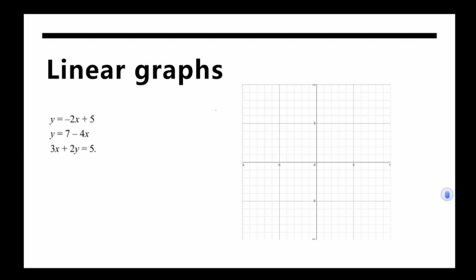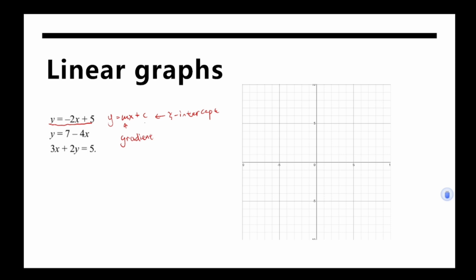Now, linear graphs. Linear graphs are the simplest graphs. A linear graph, as the name states, is just a line. And we need to know how to graph linear graphs on a 2D coordinate system. Looking at the first example, y equals -2x plus 5. This is in the slope-intercept form, where y equals mx plus c, and m is the gradient, and c is the y-intercept.